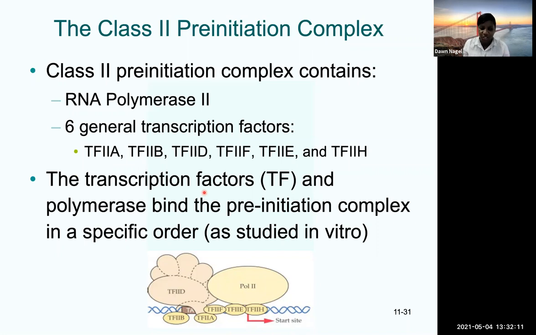So it's not like they all just come together. That was the initial thought actually when they were discovered, that everything just randomly forms this complex and then everything comes and sits on the DNA. But now we know that individual general transcription factors will bind in a particular order, okay?